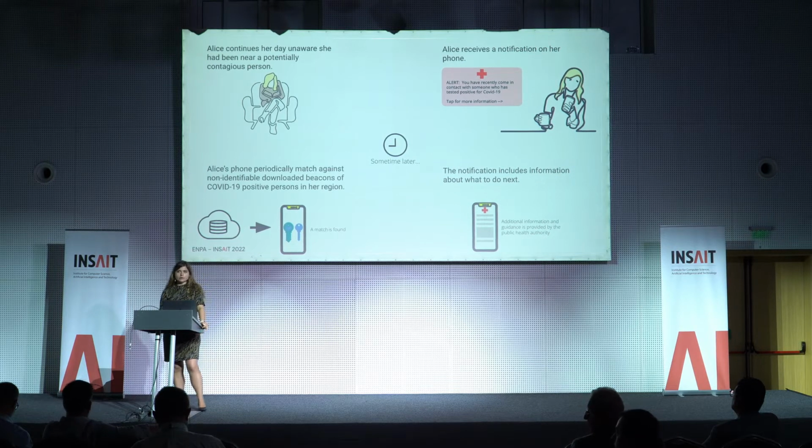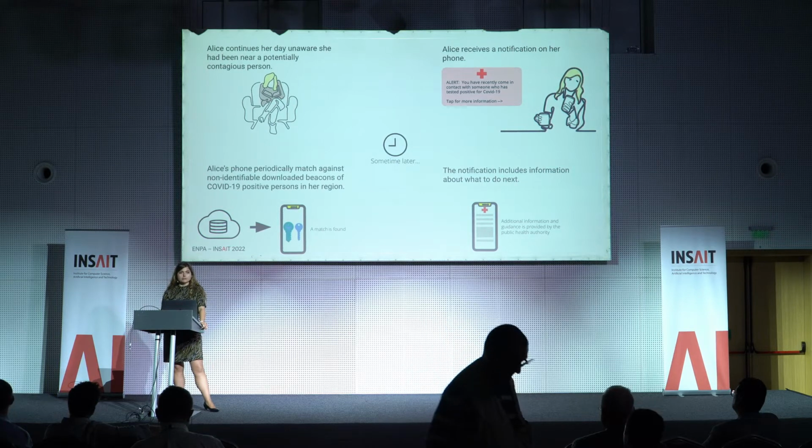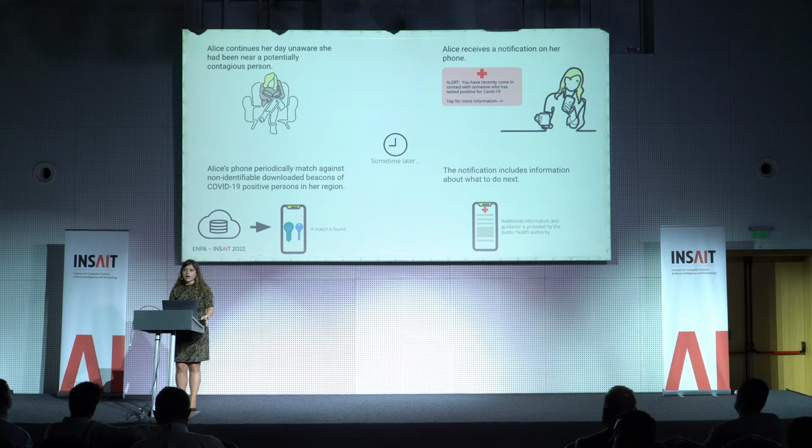So Alice's phone will download the database with the new keys which Bob reported. It will run locally a matching algorithm between the downloaded keys and the beacons that Alice's phone had collected, in particular during her conversation with Bob in the park. And based on this, her phone will send her a notification about possible exposure to the virus, together with a message with directions provided by the respective health authority. So in this way, Alice will become aware and she might choose to follow the directions from the health authority.